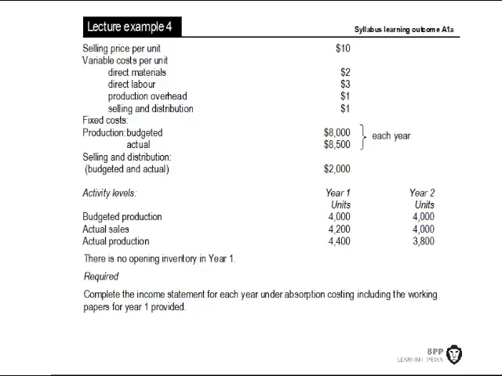So in lecture example 4, we're going to put together an income statement under absorption costing. Let's go through briefly the information we've got. We've got information about selling price and variable costs per unit. Notice the variable costs per unit include some selling and distribution costs, so we don't want to include those in our cost of goods sold. That's going to be further down the income statement before we get to net profit. We've also got some information about our fixed costs. So we've got our budgeted and our actual production overheads and selling and distribution. Let's make a note that they also need to be further down.